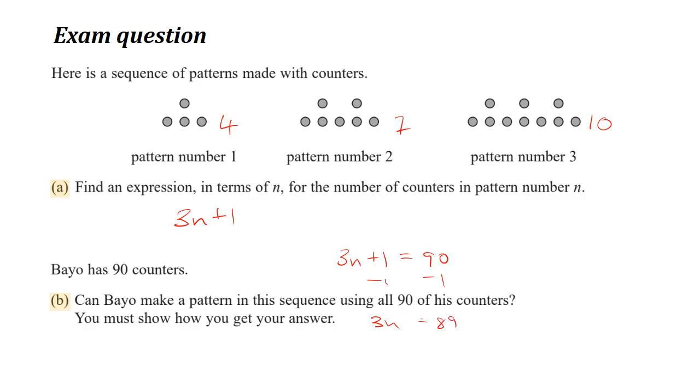Now, you should recognize that 89 does not divide by 3, because 90 would. 90 divided by 3 is 30, but if you take away 1, you're not in the 3 times table anymore. So n is equal to 89 over 3, which is not an integer. Therefore, 90 is not a number in this sequence.